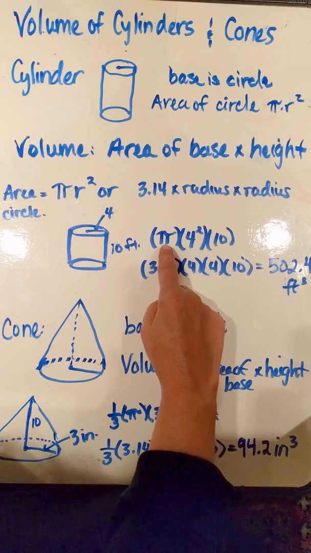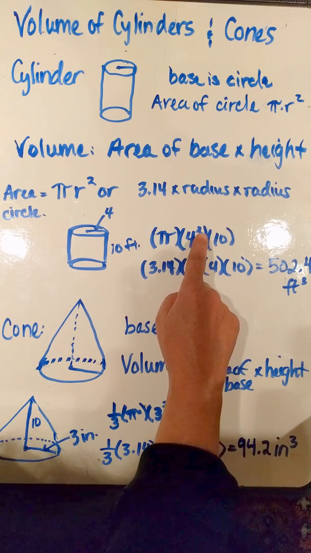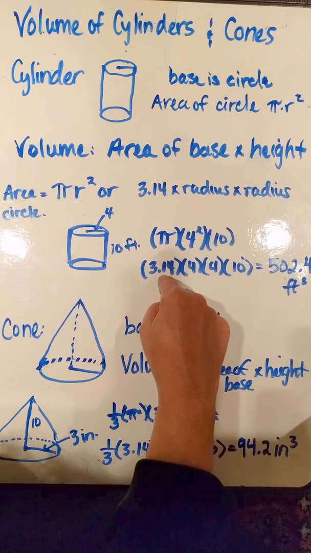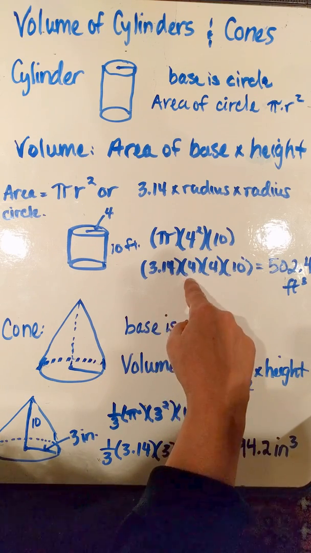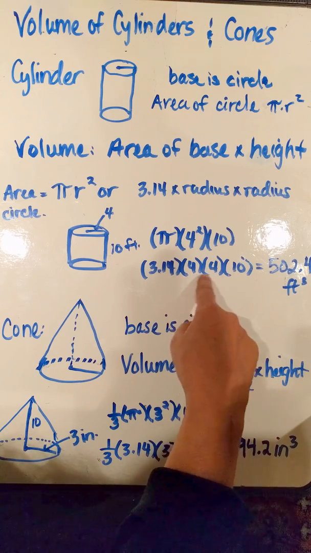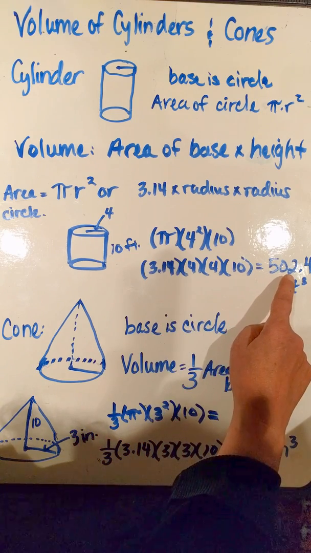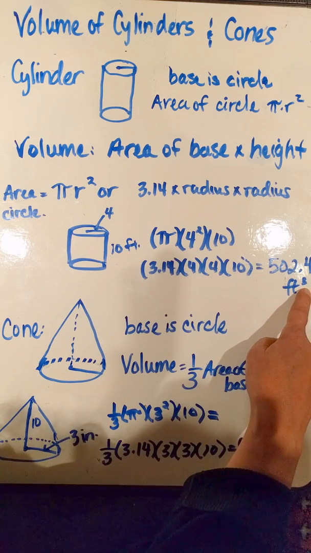So 3.14 is pi. 4 squared is the notation here. That's the exponent, so 4 squared means 4 times 4. There's two 4's here. So 3.14 times 4 times 4 times 10. I'm using 4's here because that's my radius. And if I multiply that out, I get 502.4. And again, if this is in feet, it would be feet cubed.